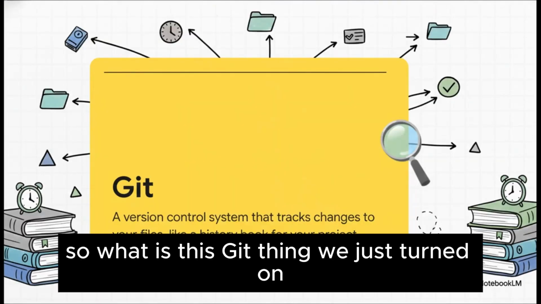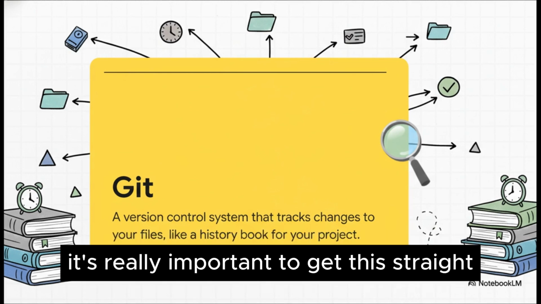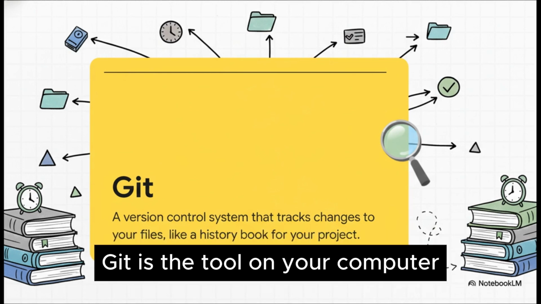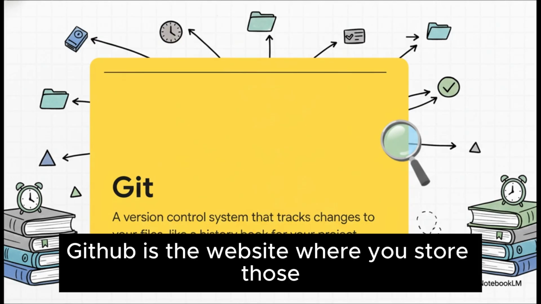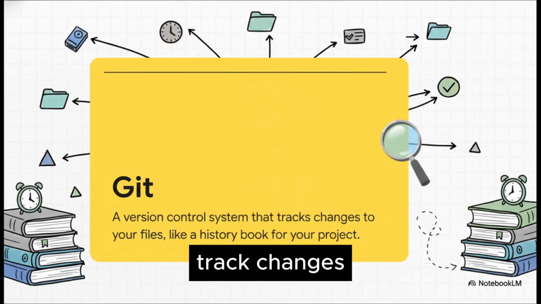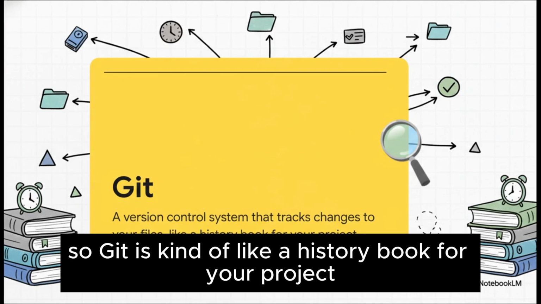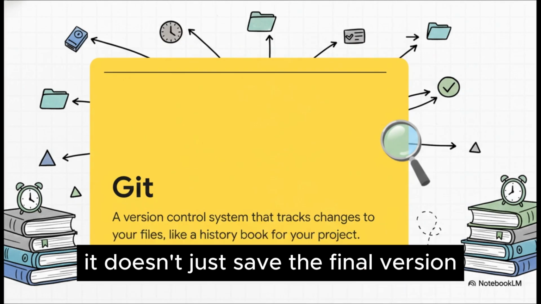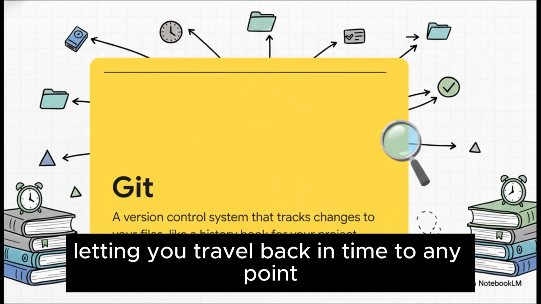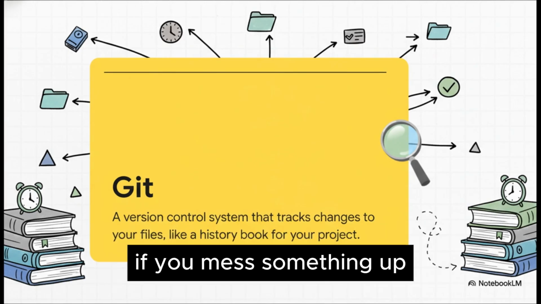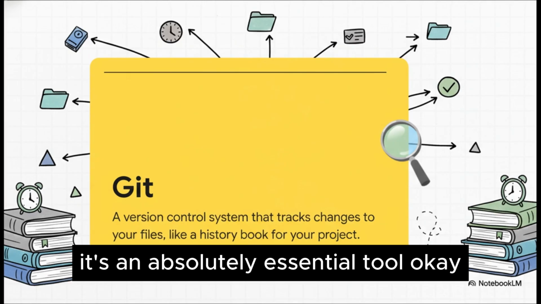So what is this Git thing we just turned on? It's really important to get this straight. Git is the tool on your computer that tracks all the changes. GitHub is the website where you store those tracked changes. So Git is kind of like a history book for your project. It doesn't just save the final version, it saves every version, letting you travel back in time to any point if you mess something up. It's an absolutely essential tool.